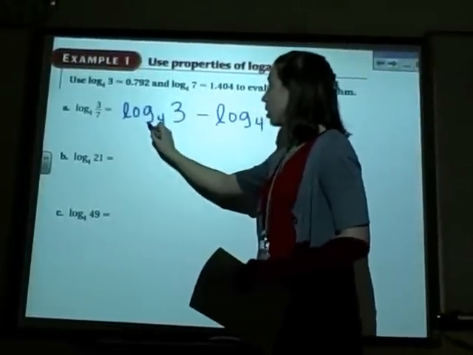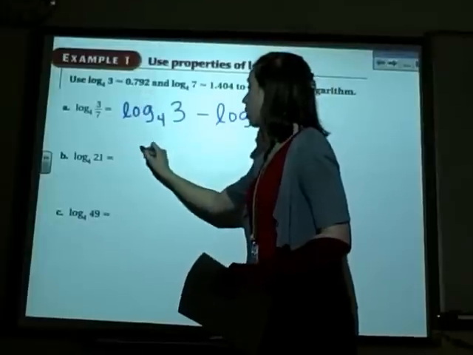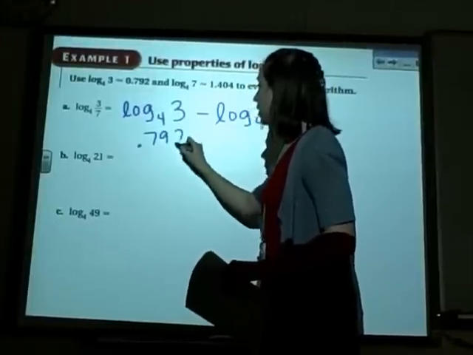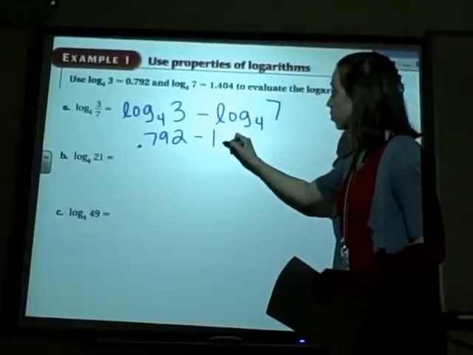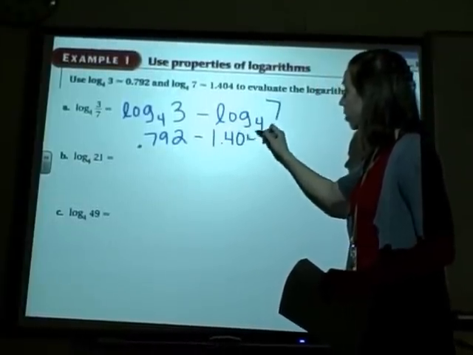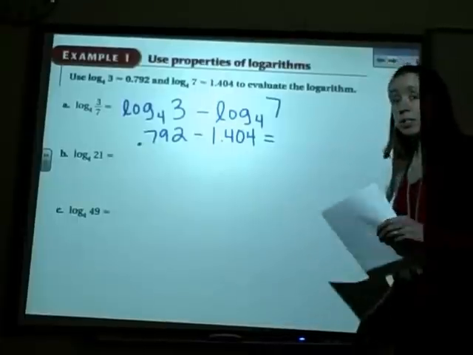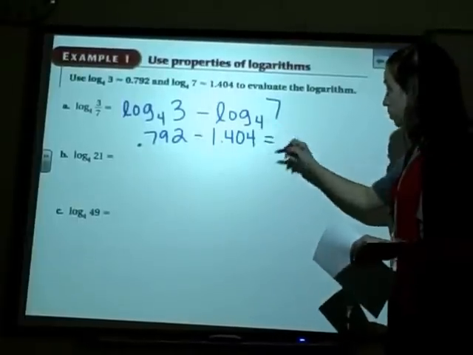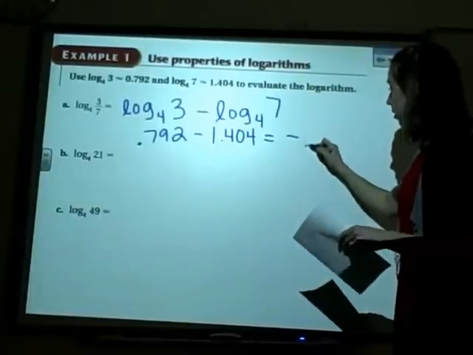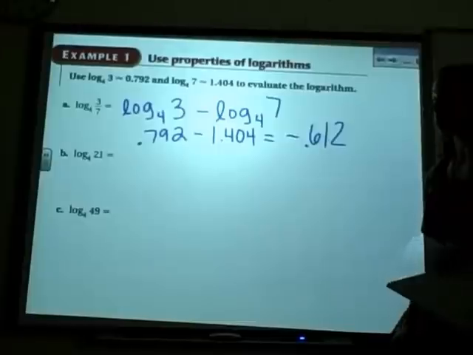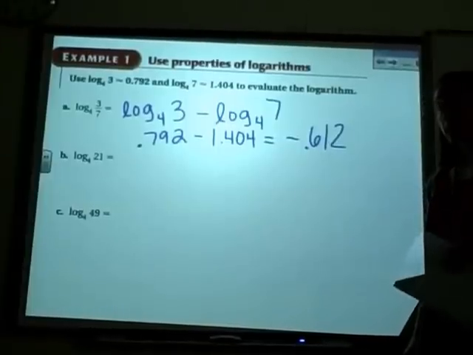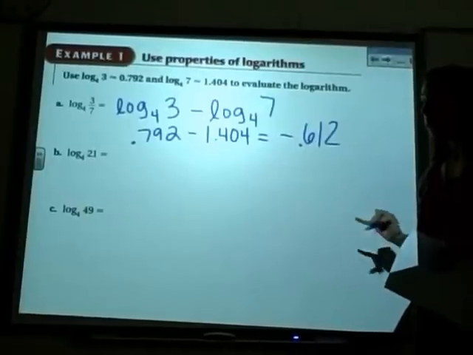We were told log base 4 of 3 is 0.792. We were also told log base 4 of 7 is 1.404. We're just subtracting decimals here. When I subtract those in my calculator or in your head, however you do it, you get negative 0.612.